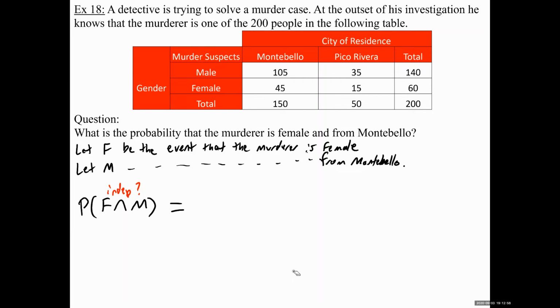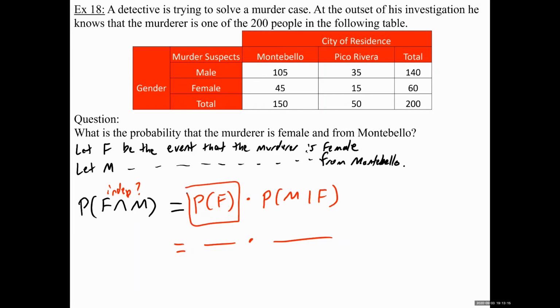Okay, so here's how the longer AND formula goes. Probability of the first times probability of the second given the first. The first probability says find the probability the murderer is female. So you got to count how many females are in the table and how many people are in the table total. The bottom number is going to be 200. That's how many people are in the table total, absolute total, 200 people. The top is how many people are female. How many people are female in the table? 60. Yeah, you got to count all the females, all of them. So there's 45 and there's 15 more. 45 of them are from Montebello, 15 are from Pico Rivera, but you count all of them, 60.